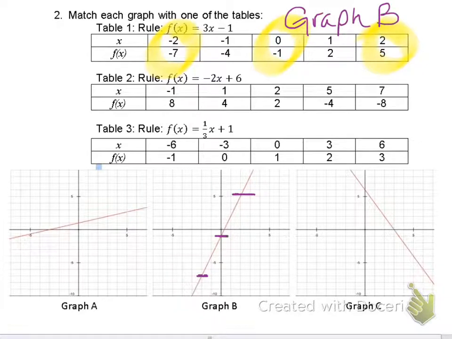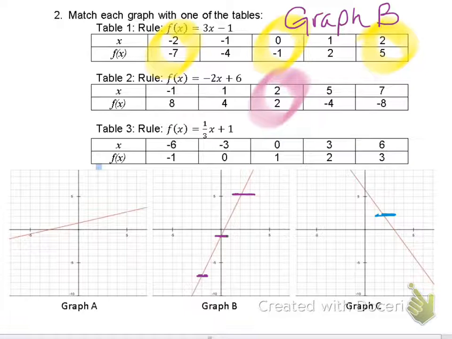Alright, moving on to the next example. f(x) equals negative 2x plus 6. Again, we're going to start looking for some points, so we'll look for (2, 2) here. So let's see. Graph A is pretty close to (2, 2), but not quite. Graph C goes through (2, 2) right here.